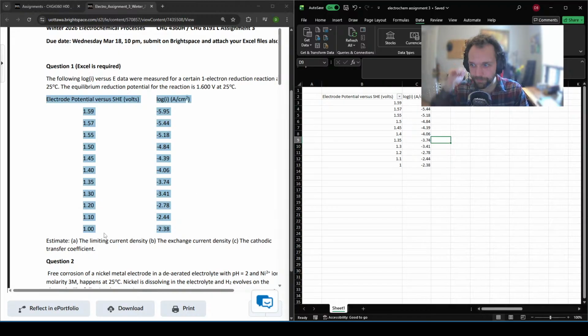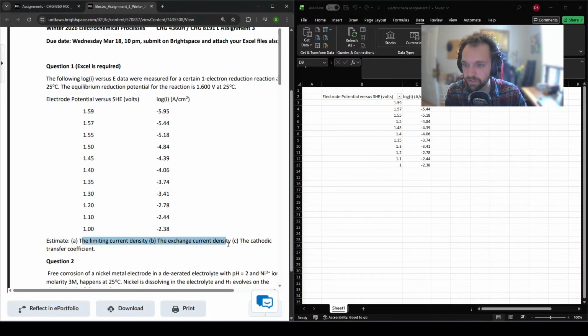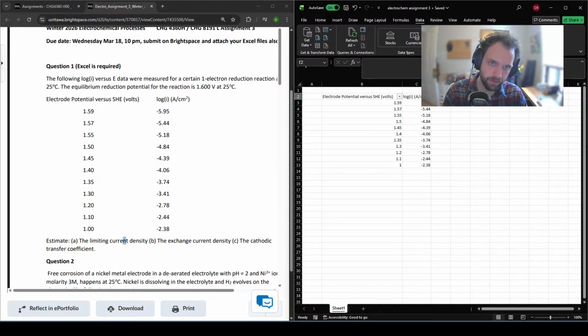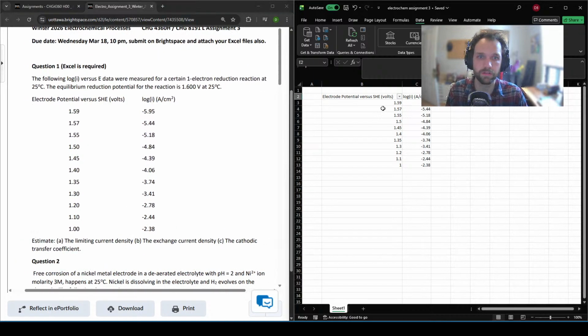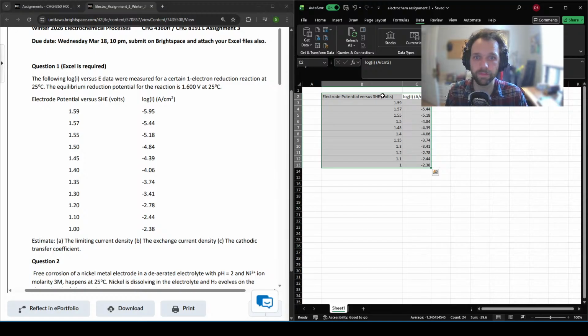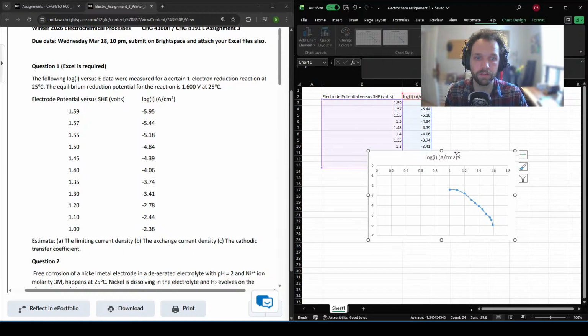Here we are. Estimate the limiting current density and the exchange current density of the cathodic transfer coefficient. All right. Insert. Nice.